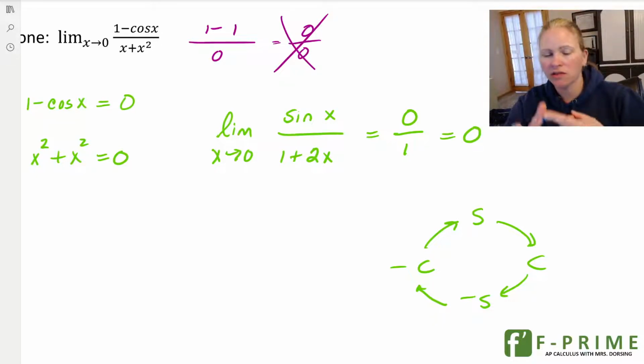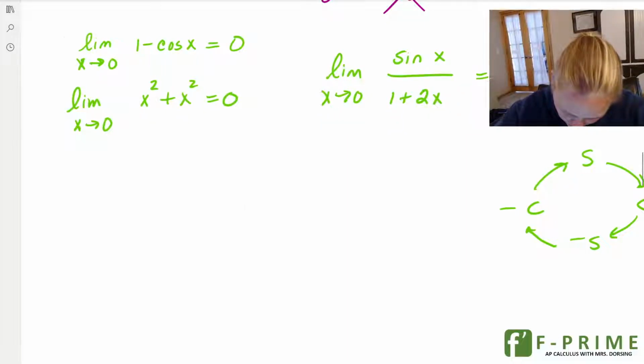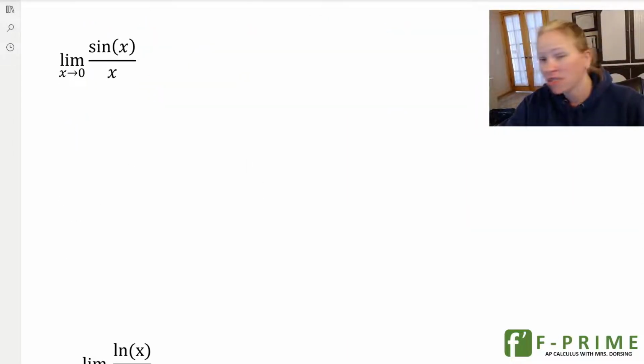Remember, step 1, separate the numerator and the denominator. Say that they each approach 0 separately, independently of each other. The second thing, show the derivatives. Third thing, evaluate. So let's do another one. Here we go. Ooh, we've seen this one before. Sine of x over x.